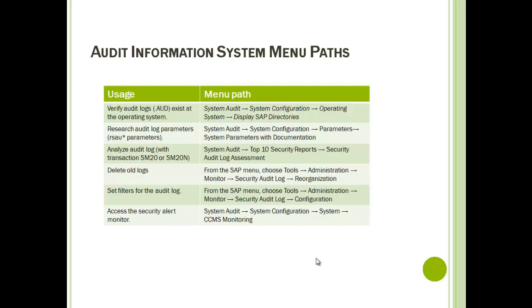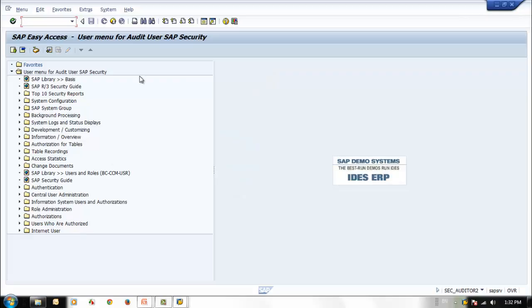Now let's have a look into our audit information system. Based on what we have seen about our audit log as well as CCM alerts, this information is already available in the audit information system in these menu paths. We can have a look into one or two samples. Let's log into our audit user. Okay, now I am in the audit user.